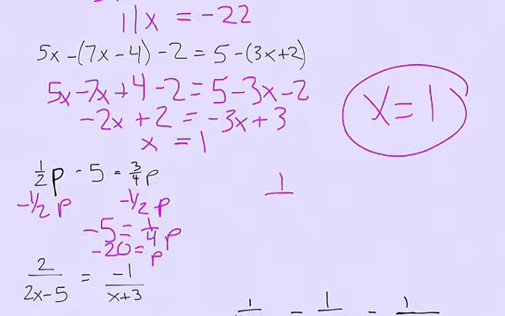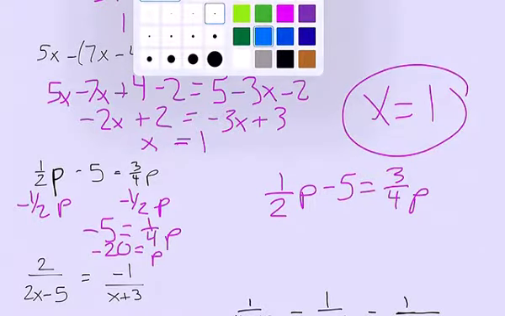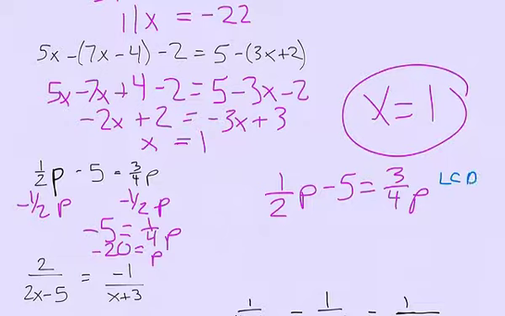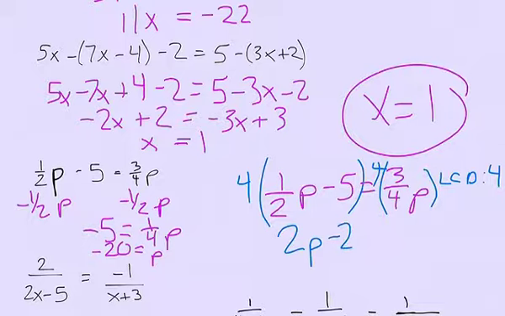A different way to look at this when you have fractions with no variables in the denominator is sometimes you can multiply everything by the common denominator to get rid of the fractions. So if I wanted to look at this one, I would say my least common denominator is a 4. So if I take every term times 4, 4 times 1/2 p is going to end up being a 2p minus 20 equals 3p.